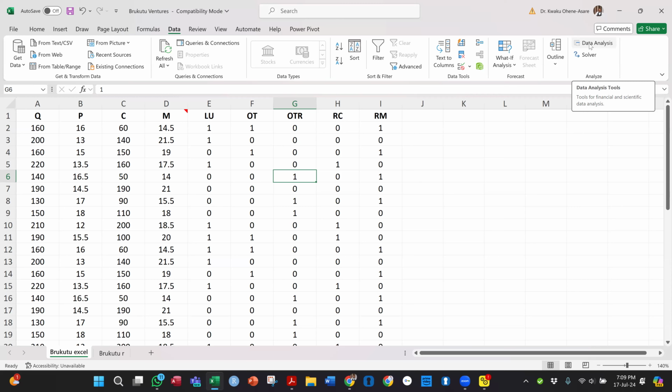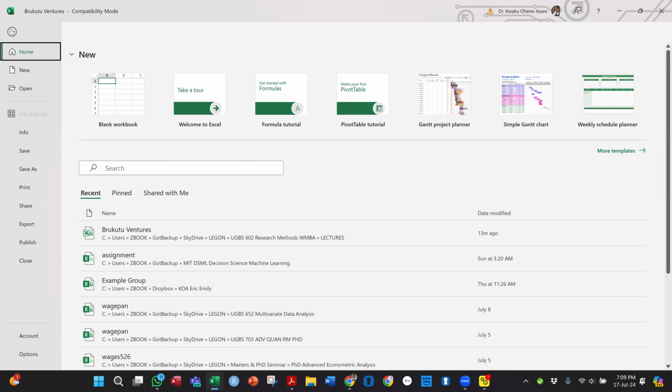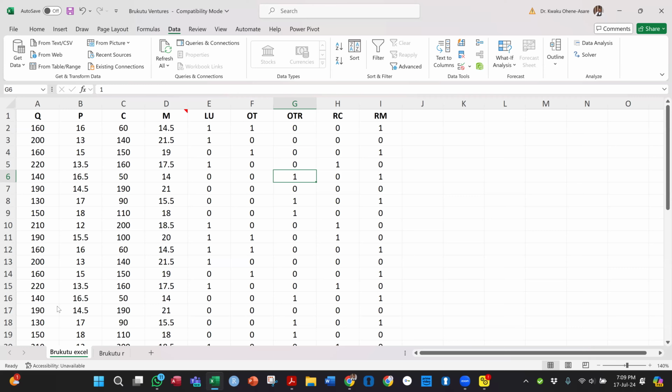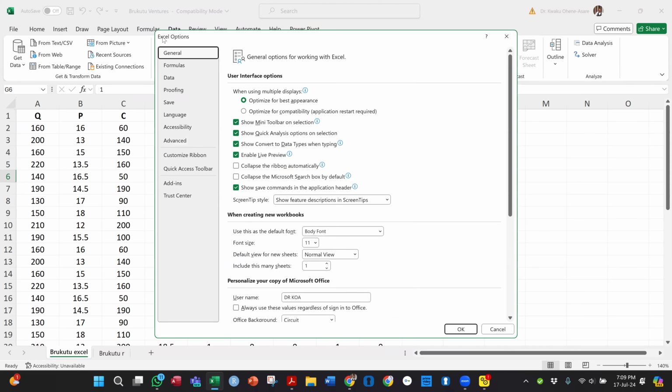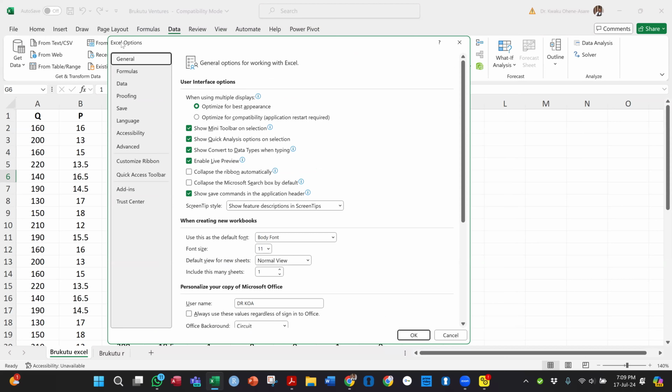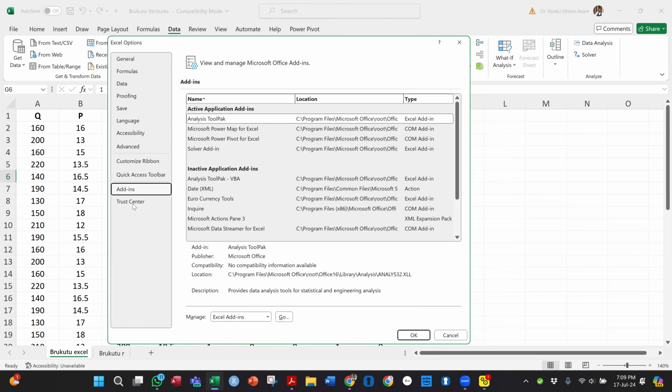Follow me. Open your eyes, remove all distractions around you and follow me strictly. On the top left, click on File. You will see Options at the bottom. Click on Options. A pop-up will show. This is called the Excel Options dialog box. Then in that list, click on Add-ins.